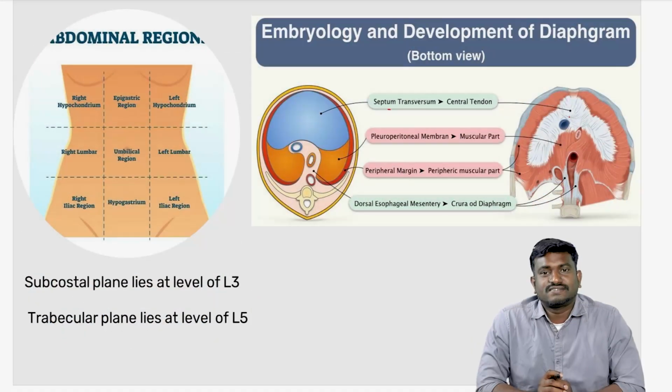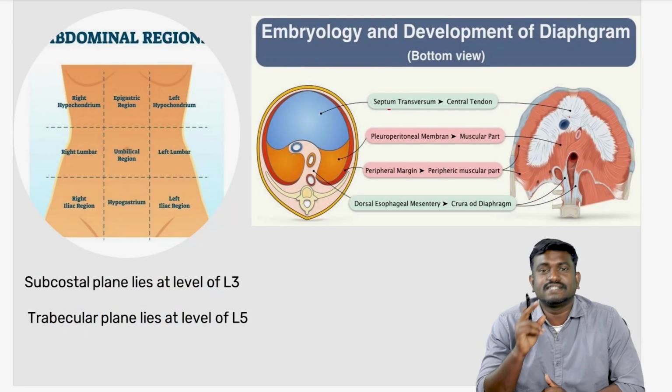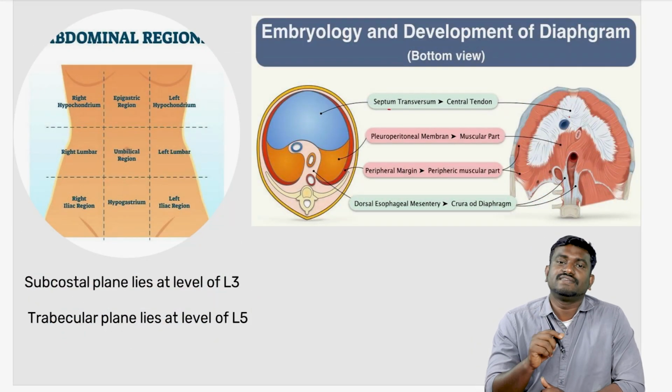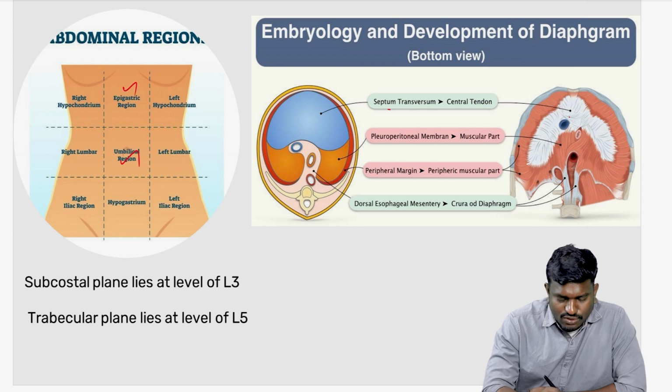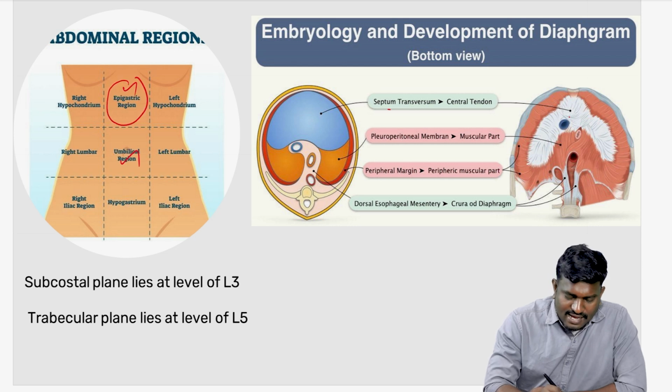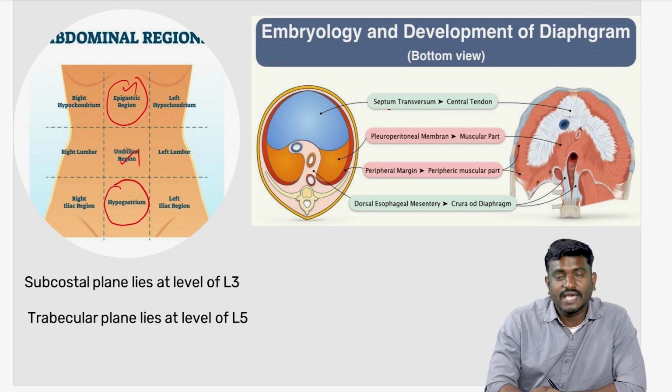Next, let's try to revise the abdominal regions. There are going to be 9 quadrants. Let's revise one by one quickly. What is this? This is going to be the umbilical region. Just above is going to be the stomach, which is the epigastric region, and down below we have the hypogastrium.